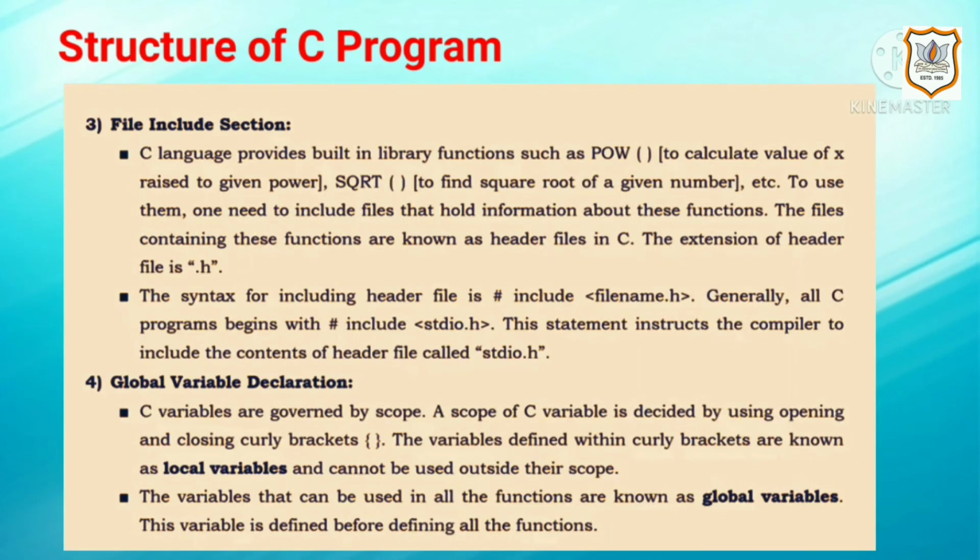Third one is a file include section. C language provides built-in library functions such as the pow function to calculate the value of x raised to a given power, the sqrt function to find the square root of a given number, etc. To use them, one needs to include files that hold information about these functions. The files containing these functions are known as header files in C. The extension of a header file is .h.